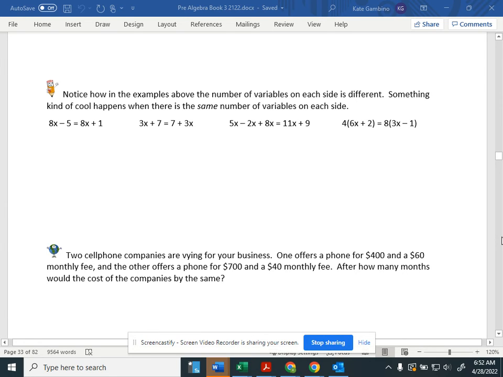So we have 8x minus 5 equals 8x plus 1. So we have an 8x and an 8x. Oh, well, I know that if it's the same number of variables, they're going to cancel each other out. So 8x, I'm going to subtract out those 8x's. 8 minus 8 is a 0. 8x minus 8x is a 0.